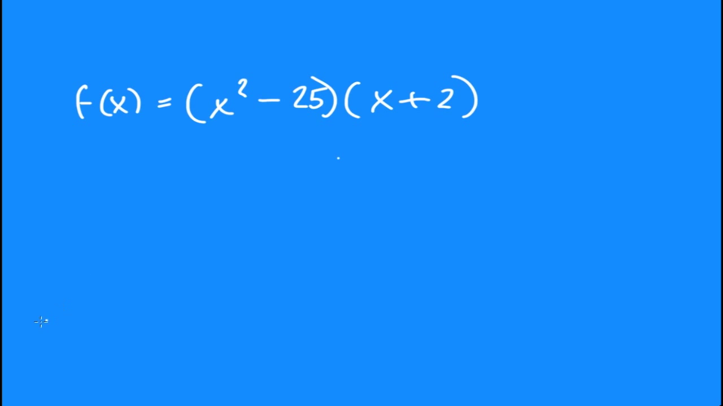Okay, so we have that our x-intercepts are at -5, -2, and 5, and our y-intercept is at -50. And that's it. That's what you do for those types of problems. Just graph and check the table.